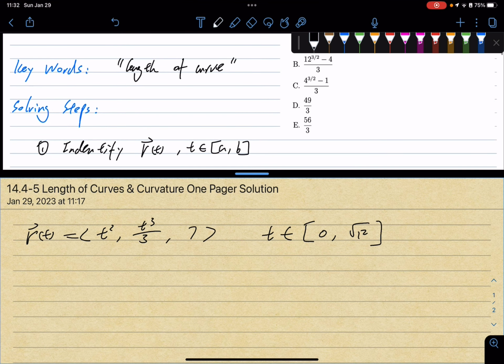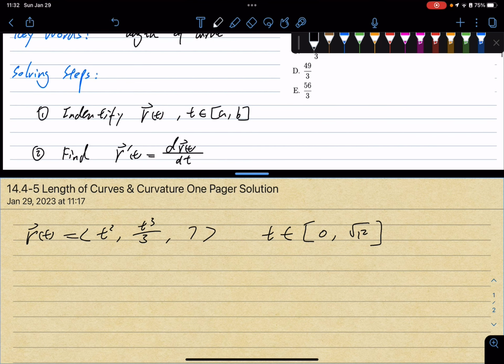So that's your step 1. And step 2 is to find the derivative of r of t. So r prime of t equals 2t, t squared, 0. Easy enough.